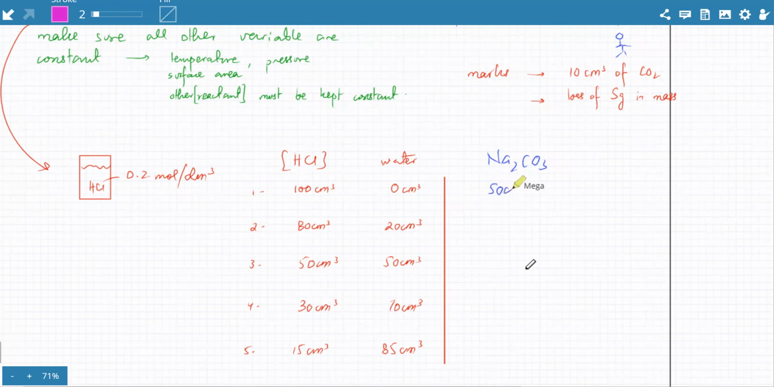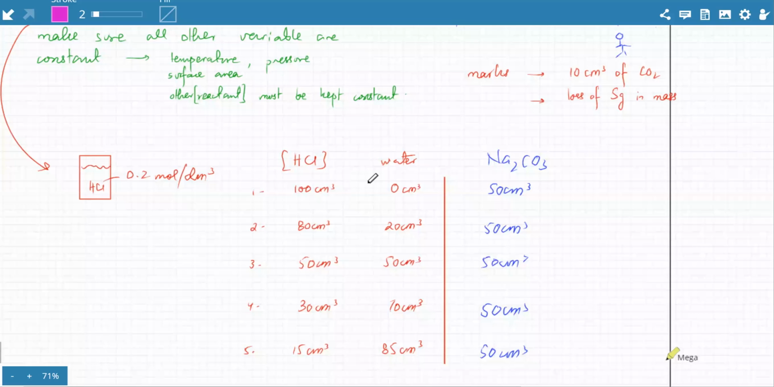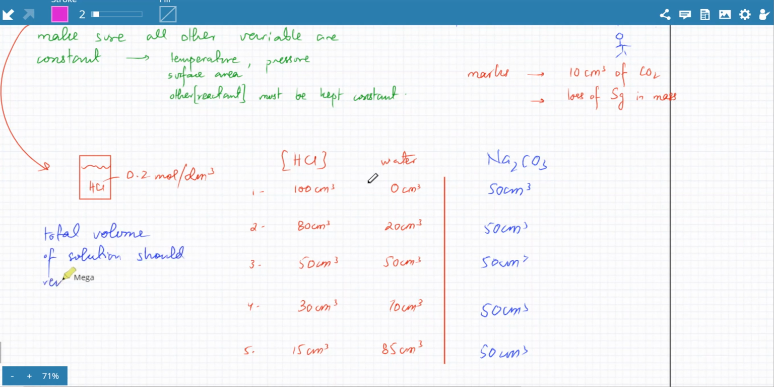Let's say every time you're taking 50 cm cube. So the moles are constant. Every time you're using the same amount of sodium carbonate. So the total volume of the solution should not change when you're diluting it. The total volume at all cost has to be kept constant so that the other reactants' concentration is not affected. Of solution should remain constant.